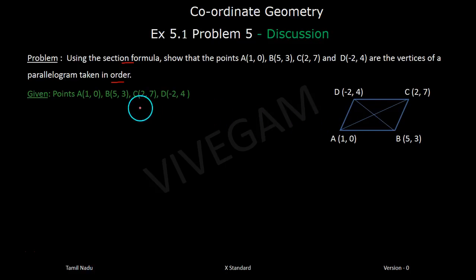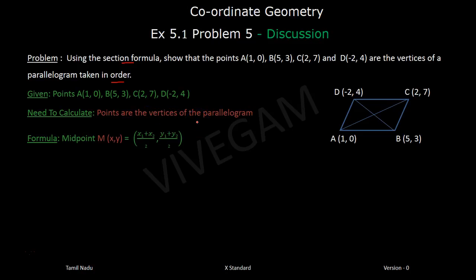What's given? The 4 vertices are given. What are we asked? To show that the points are the vertices of a parallelogram. What's the formula? It's the midpoint formula: M(x, y) equals ((x1 plus x2) by 2, (y1 plus y2) by 2). So if you consider the two diagonals, first diagonal AC, this is x1 y1 and this is x2 y2. For BD, this is x1 y1 and this is x2 y2. So the right hand side is completely known. Substitute those values and you'll be able to calculate the midpoint.